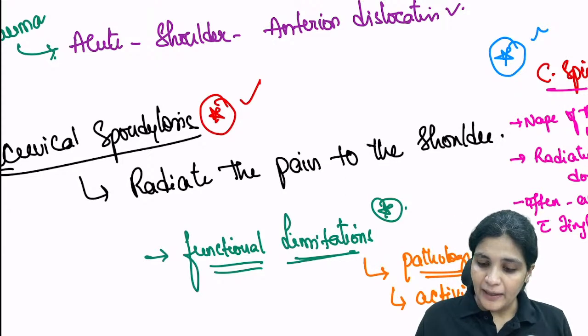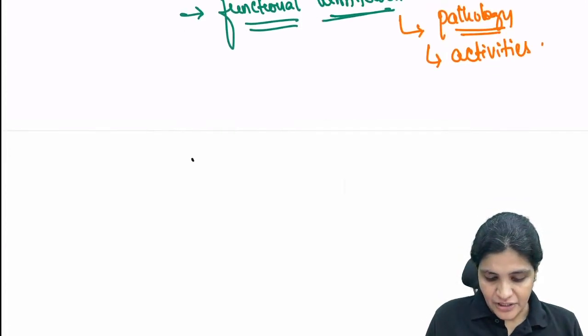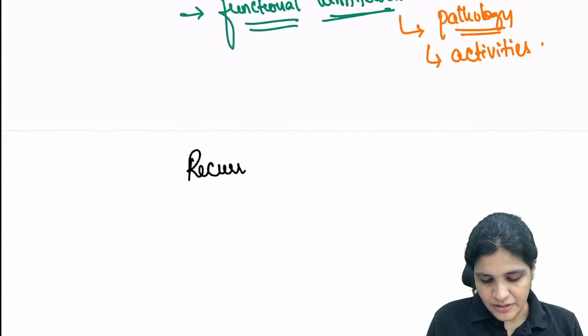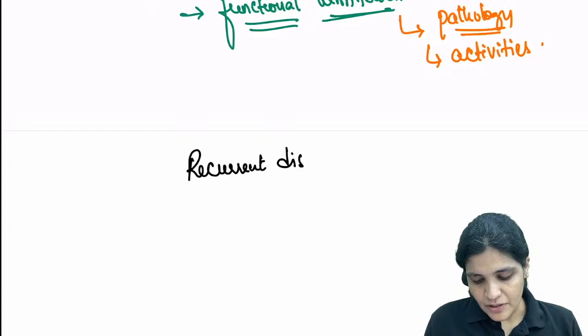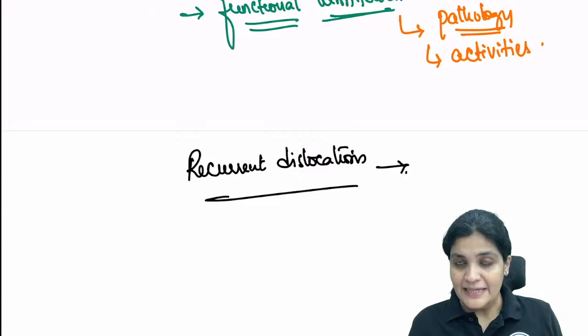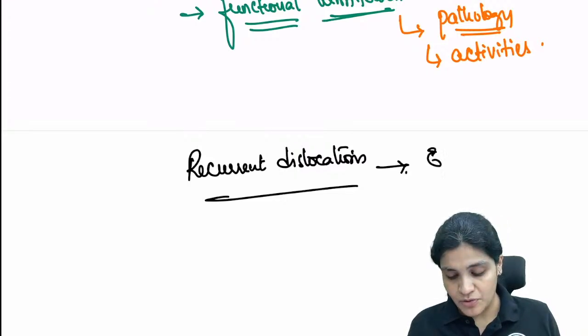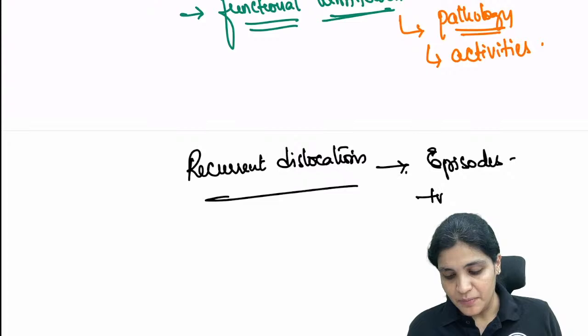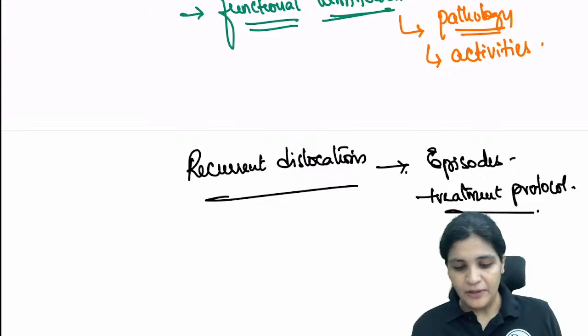And if you're talking about dislocations, recurrent dislocations, if it is a chronic case of recurrent dislocations, then you can ask them how many episodes and what treatment protocol they have followed. So this will be your history taking.